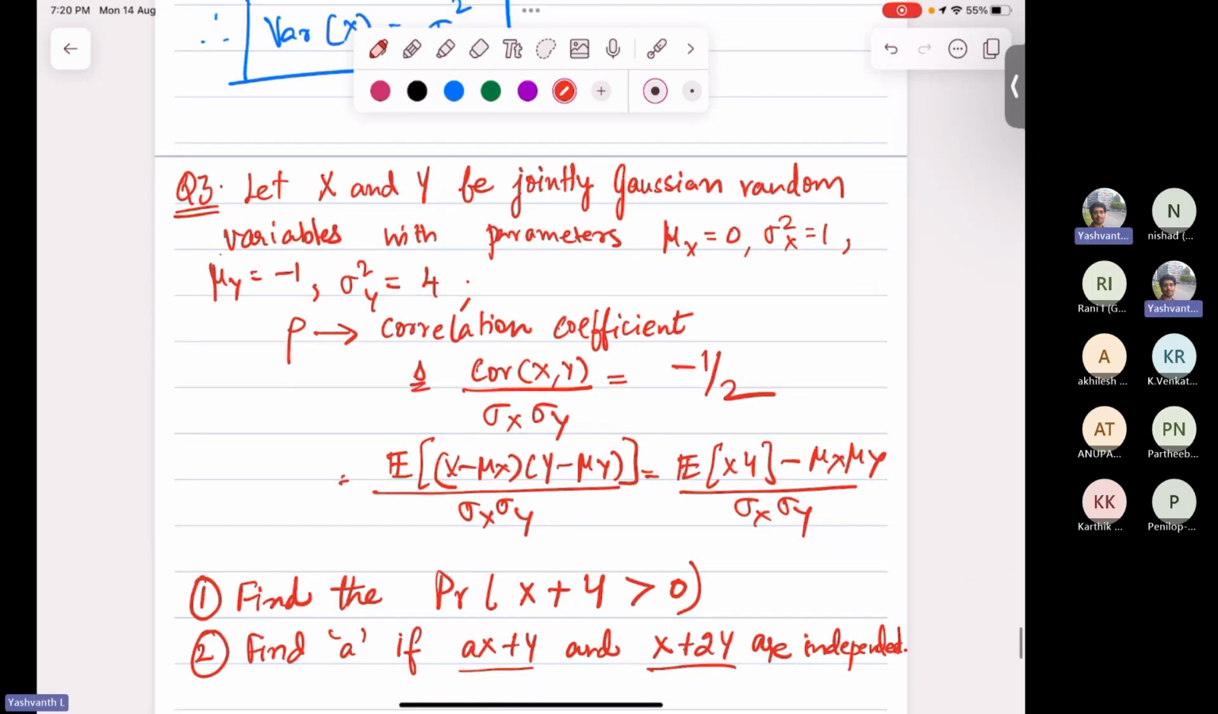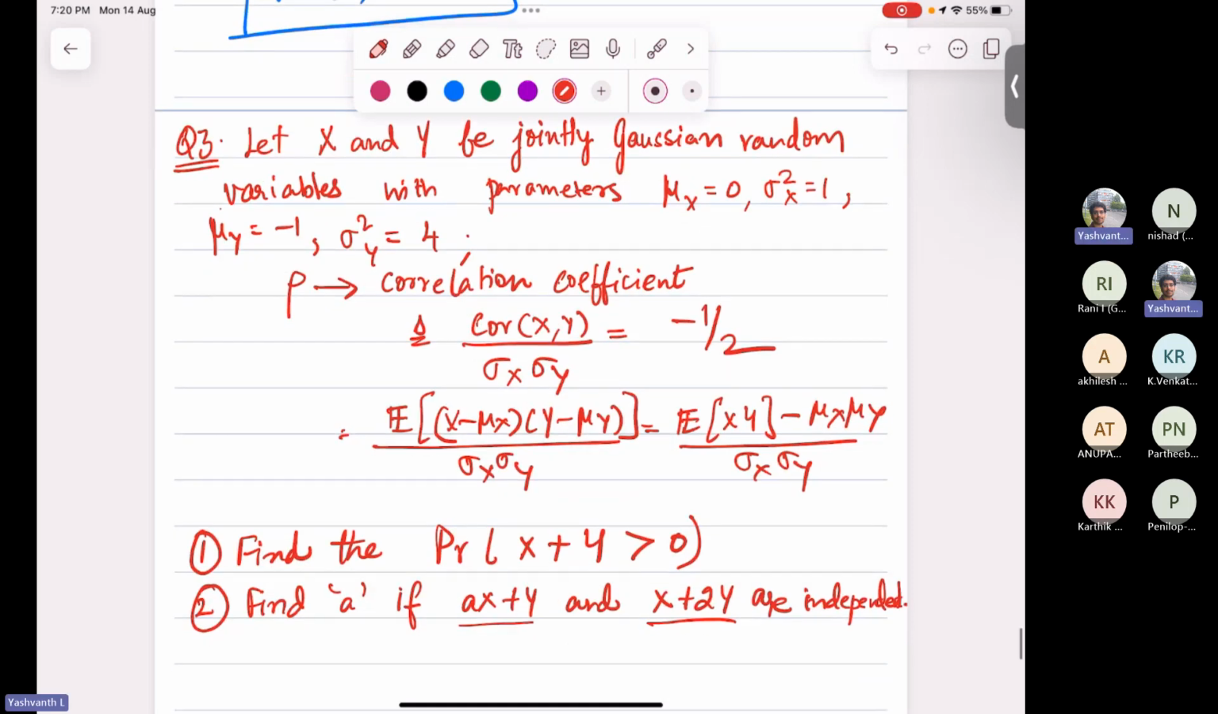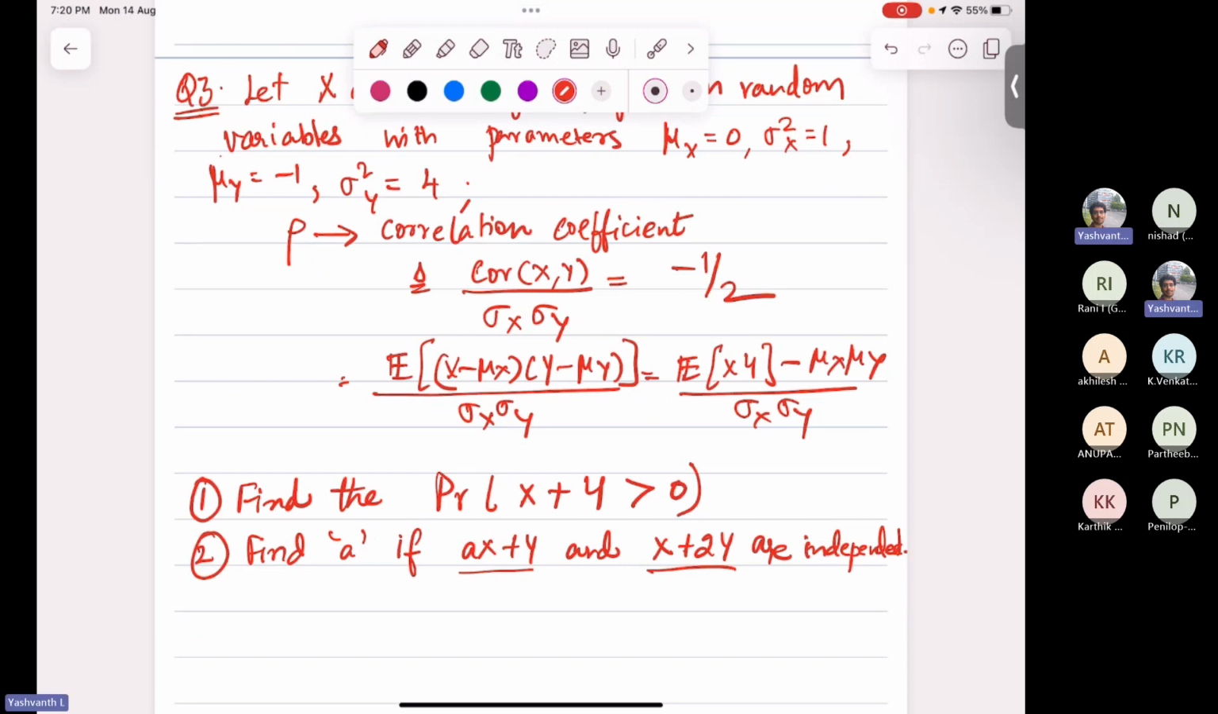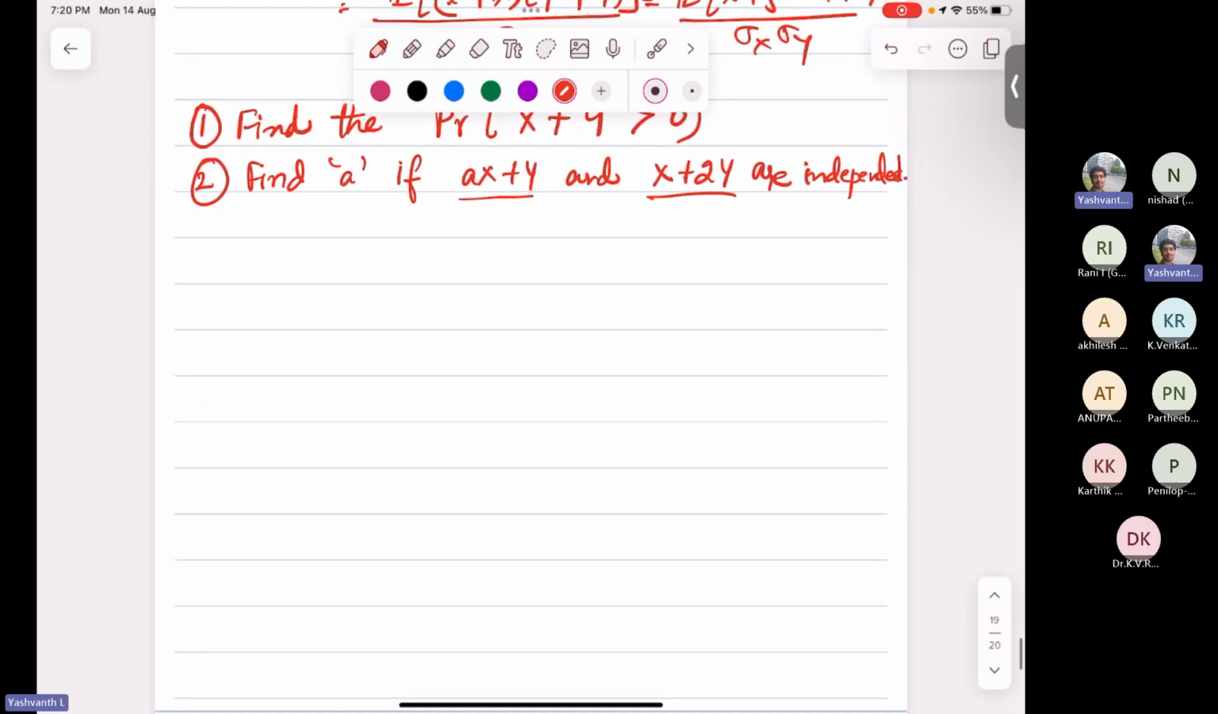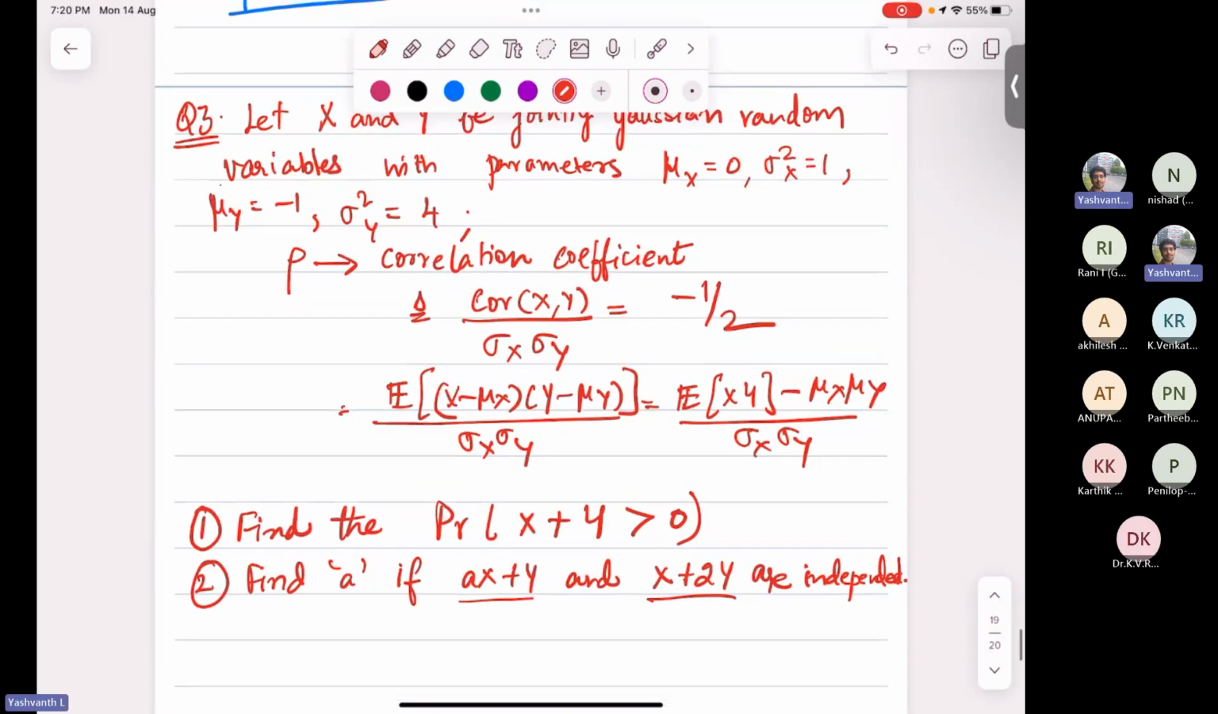Mu x is 0, sigma square x is 1, mu y is -1, and sigma square y equals 4. The correlation coefficient, which is defined as the covariance of xy divided by sigma x sigma y, equals -half. First question: find the probability that x plus y is greater than 0. Second question: find a if ax plus y and x plus 2y have to be independent. Okay, let's start the solution.